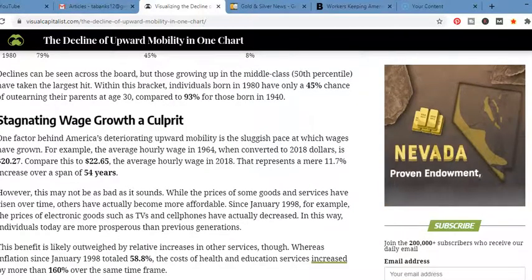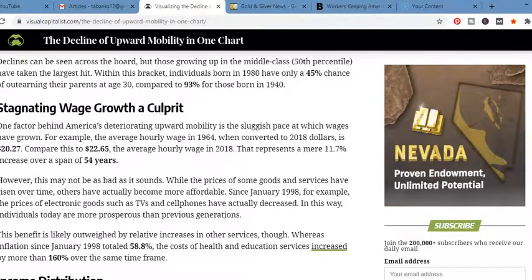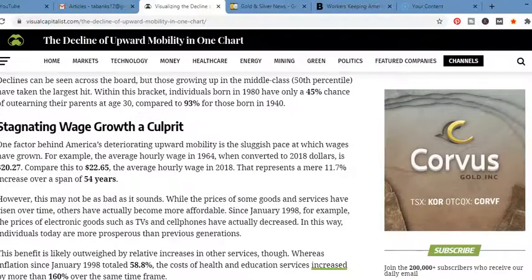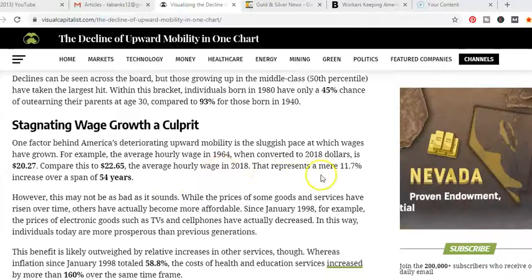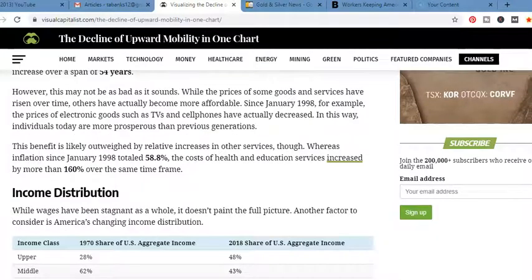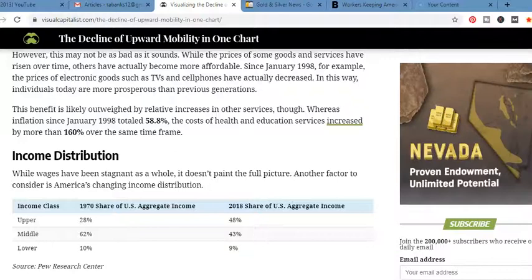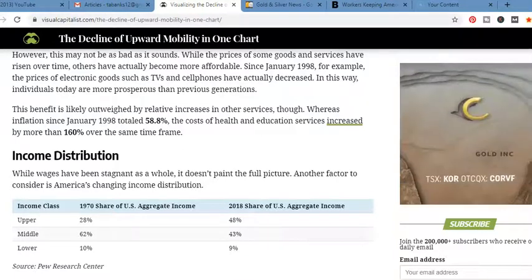Stagnant wage growth, a culprit. One factor behind America's deteriorating upward mobility is the sluggish pace at which wages have grown. For example, the average hourly wage in 1964, converted to 2018 dollars, is $20.27. Compare this to a $22.65 average hourly wage in 2018. That represents a mere 11.7% increase over a span of 54 years. However, this may not be as bad as it sounds. While the price of some goods and services has risen over time, others have become more affordable. Since January 1998, for example, the price of electronic goods such as TVs and cell phones has decreased. In this way, individuals today are more prosperous than previous generations. This benefit is likely outweighed by increases in other services, whereas inflation since January 1998 totaled 58.8%, the cost of health and education services increased by more than 160% over the same time frame.